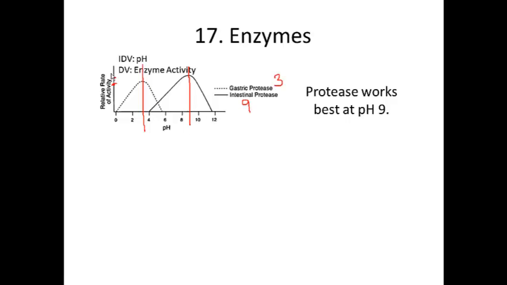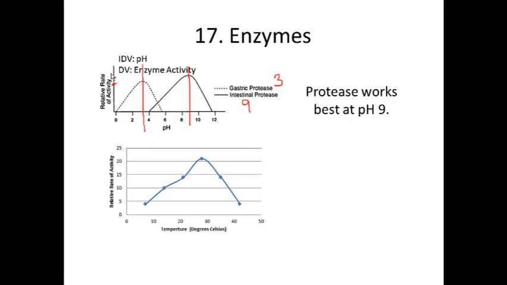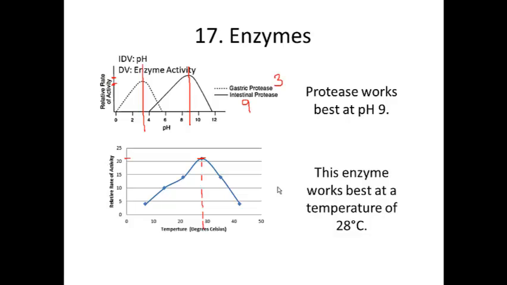In this instance, the independent variable would be the pH, so that goes along the x-axis, and the dependent variable would be enzyme activity along the y-axis. Here's another enzyme, and we see that this enzyme has a maxima, so it has the most activity right around 28 degrees Celsius. So for this one, the independent variable is temperature on the x-axis. We have enzyme activity, which is the dependent variable, on the y-axis.